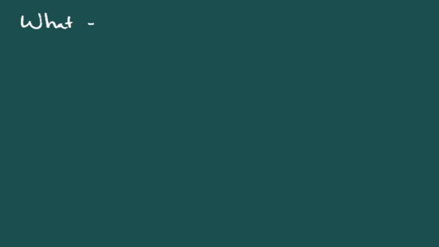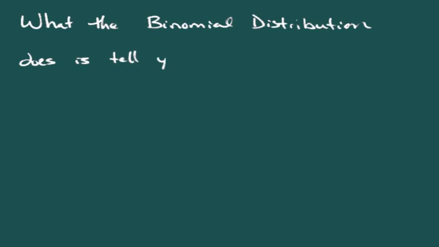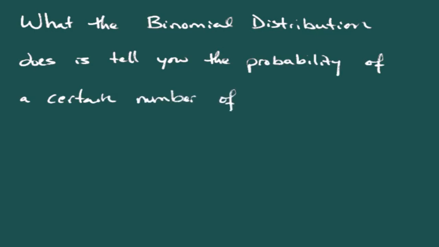So how does this actually fit in, or what really does the binomial distribution tell us? Well, the binomial distribution gives us the probability of a certain number of successes when we have a fixed number of Bernoulli trials.